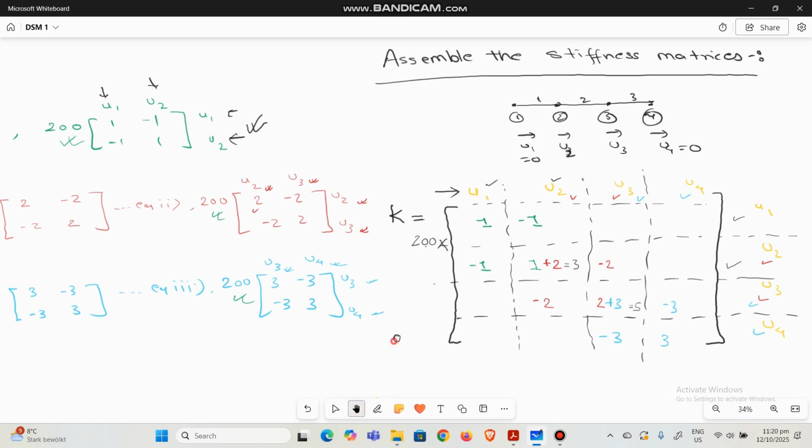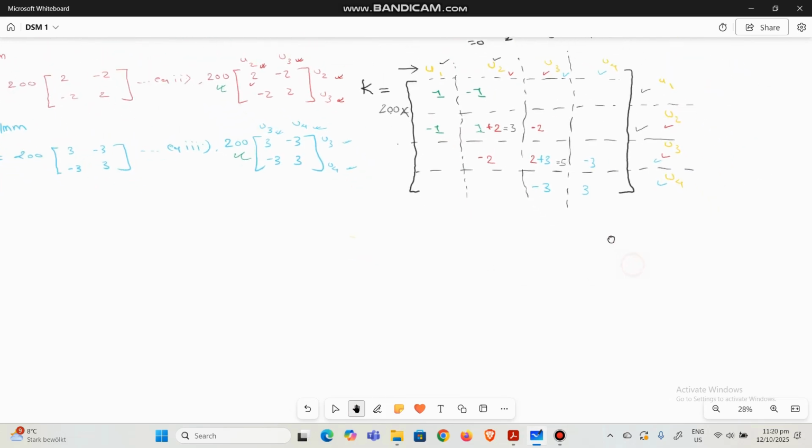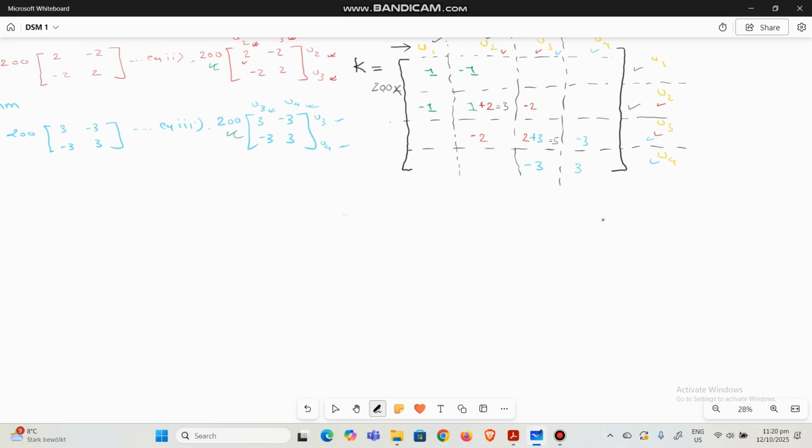So if we collect this nicely, what will our stiffness matrix be? Okay, let's see. So the stiffness matrix would be 200 times 1, minus 1, and other spaces will be left with zeros. 0 0, minus 1, 3, minus 2, 0, 0, minus 2, 5, minus 3, 0, 0, minus 3, and 3. Okay, so this is our global stiffness matrix.